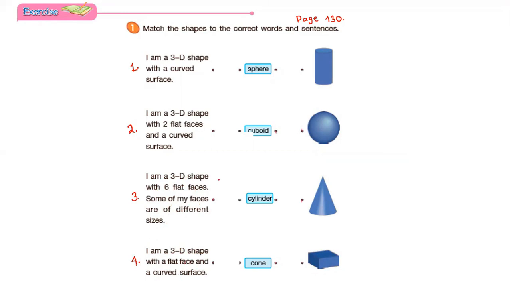Okay, now let's match. I will answer number 1, you answer number 2, I answer number 3, then you answer number 4. Okay, number 1. I am a 3D shape with a curved surface. Yes, this one. What is that? That will be a sphere.